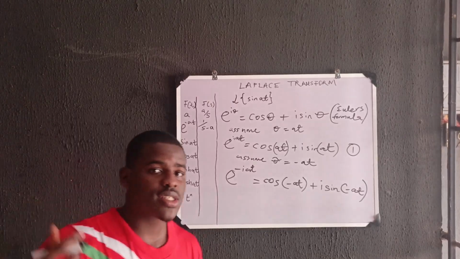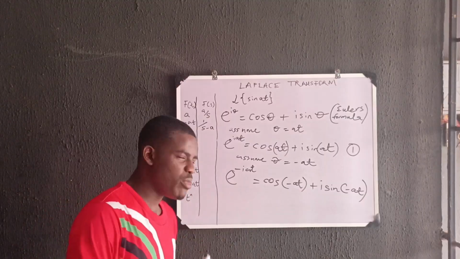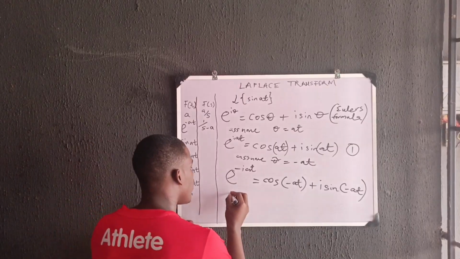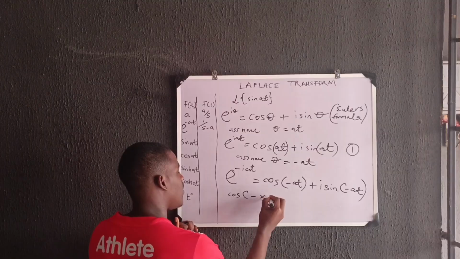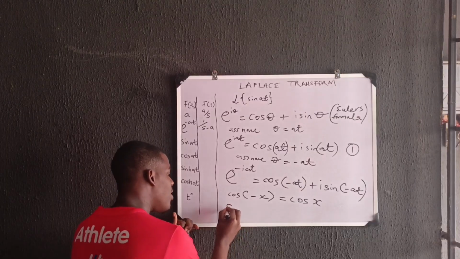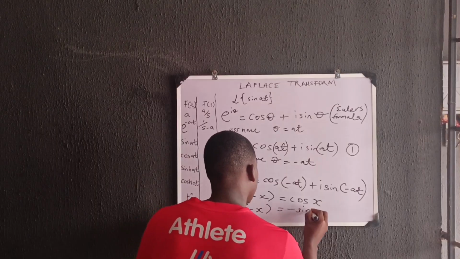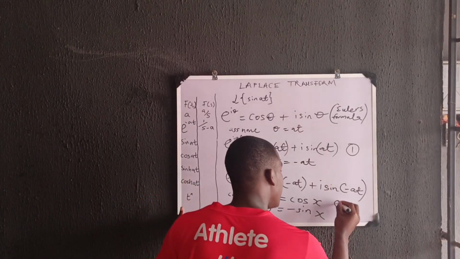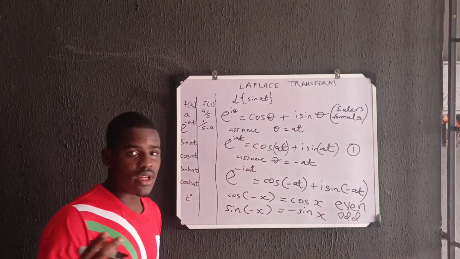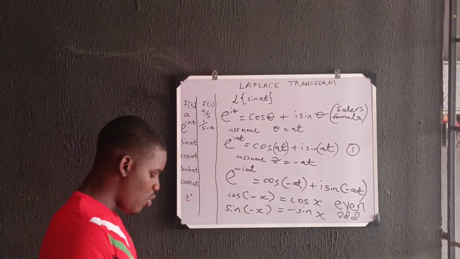See, cos is even and sine is odd. What does that mean? When we say cos is even and sine is odd, it means that cos of minus x is equal to cos of x, but sine of minus x is equal to negative sine x. So this means even, and this means odd. Are we following? So let's move forward.